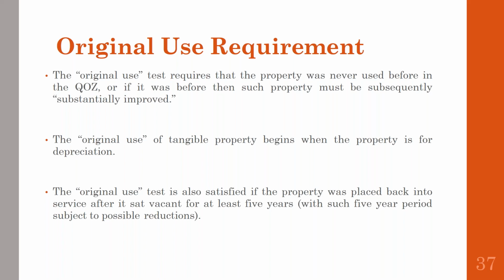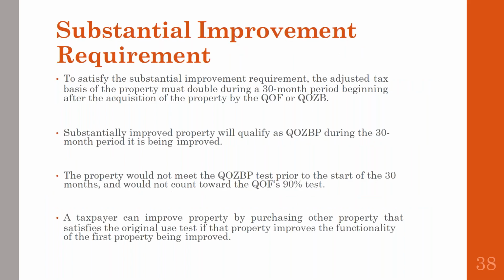All right. A unique little wrinkle is that original use can be satisfied if it was placed back into service after it sat vacant for at least 5 years. And the 5-year period could be reduced in certain situations. But the most likely situation is that you're looking at substantial improvement. So, you purchase a building that already is there. You need to substantially improve the building. It's not sufficient to just take over the building. So as a general rule, kind of like a safe harbor, the adjusted tax basis of property has to double during the 30-month period. That's going to get you to that substantial improvement.